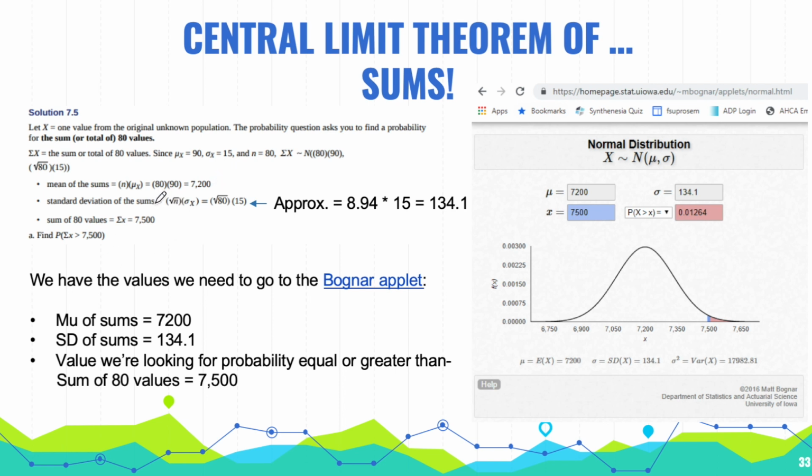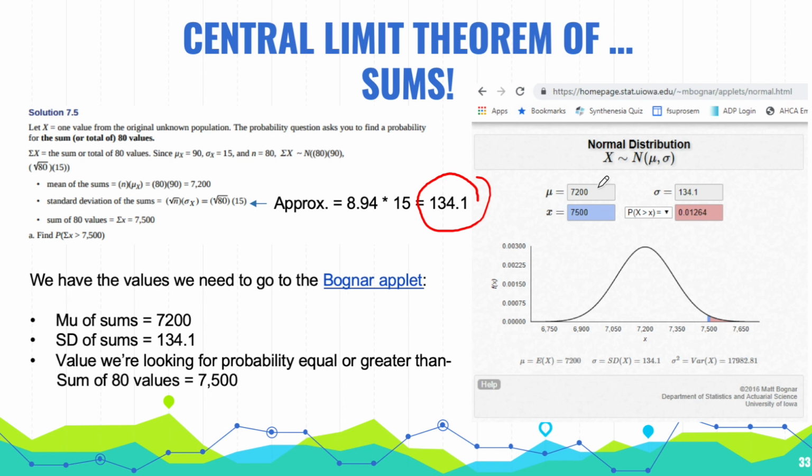Now, what's the standard deviation of the sums? Again, we just use the given calculations. We're going to take the square root of the size of our sample, 80. We're going to multiply it by our standard deviation, which was 15. 8.94 times 15, 134.1. And now we go to use the Bognar applet.